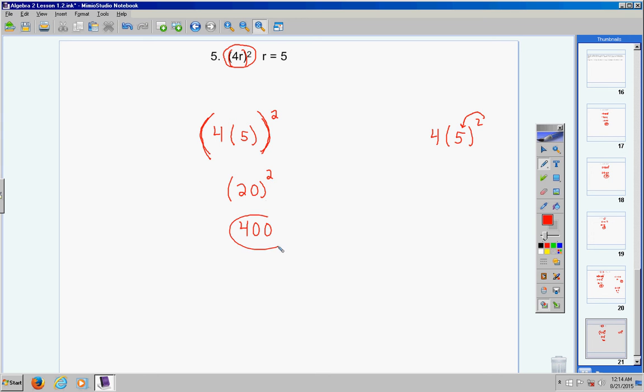20 times 20. Students, I hope you see the difference between this problem here and this problem here, okay? Here the 5 is in the parentheses all by itself, and over here the 4 and the 5 are in the parentheses together, okay? Really not difficult stuff at all, and I hope this video's been a help to you.